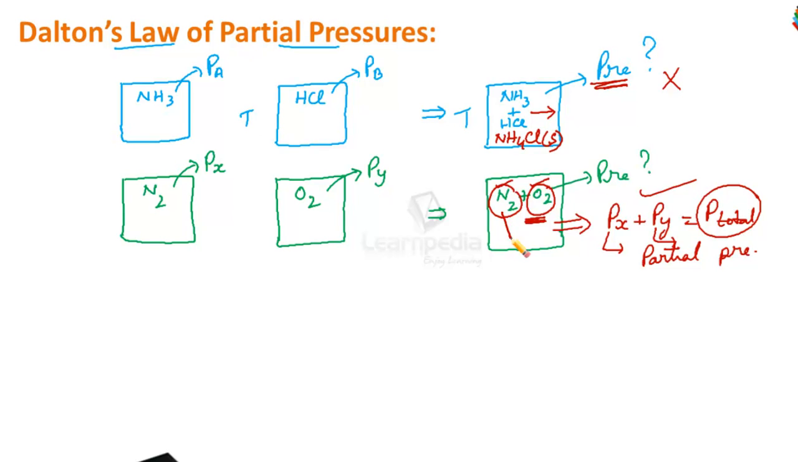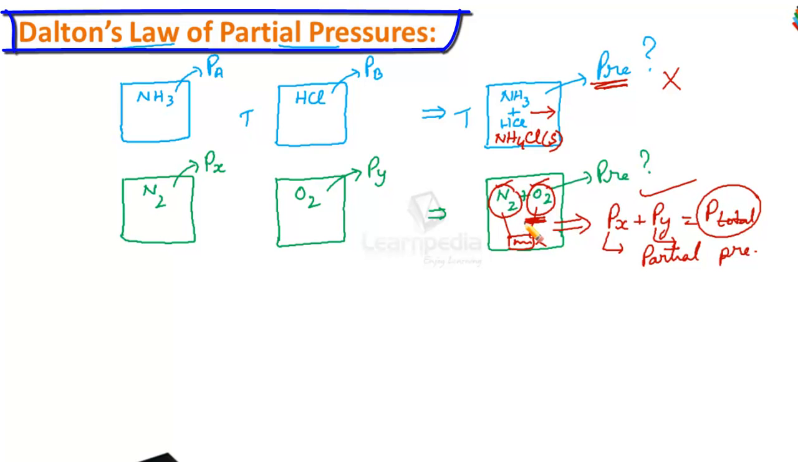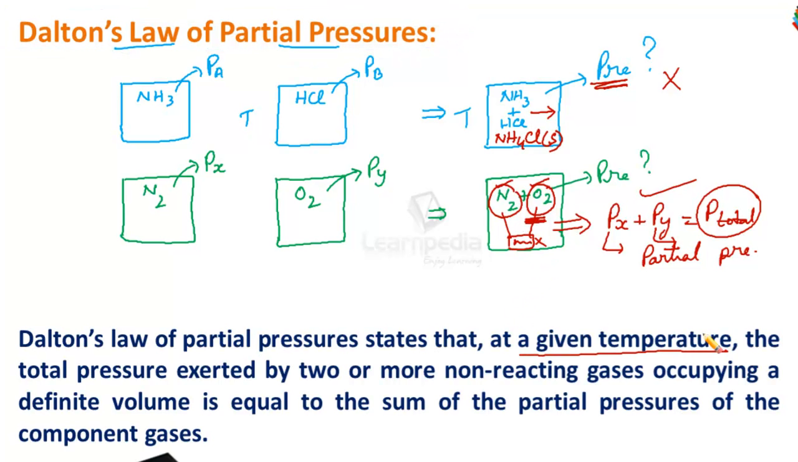So when we add the partial pressure of nitrogen and the partial pressure of oxygen, we will get the total pressure of the gaseous mixture, and that is nothing but Dalton's law of partial pressures. It states that at a given temperature, the total pressure exerted by two or more non-reacting gases occupying a definite volume is equal to the sum of the partial pressures of the component gases.